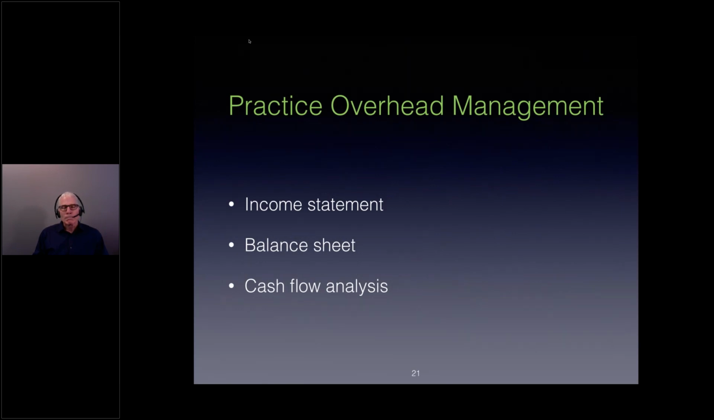Overhead management. The typical efficient general practice, and once again, that generic general practice, one dentist, one dental hygienist, working 4 days a week, we would see, if that practice is well run, an overhead that is approximately 70% of the income that comes into the practice. In other words, 70% of collections.